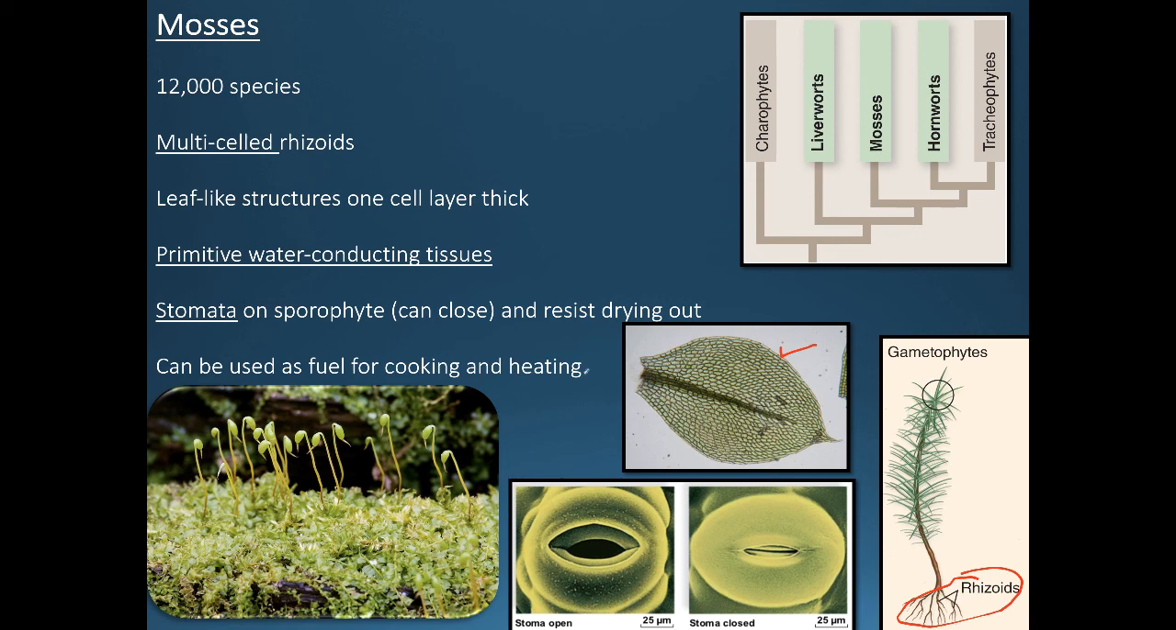Unlike the liverworts, the mosses do have stomata, and you can see an image of the stomata here. This one, of course, is open, and this one is closed. So they are able to keep water inside of them, and so they are able to resist drying out. In some cultures, large patches of these mosses can form what we call peat, and when this is dried up, it can be used as a fuel for cooking and heating. It's not the most efficient, but it does do the job.